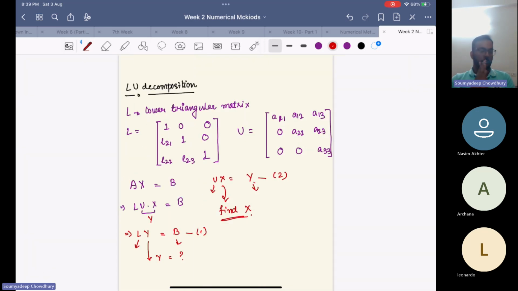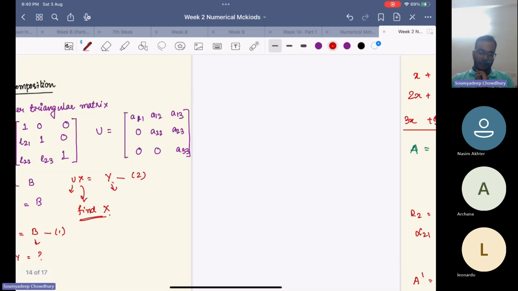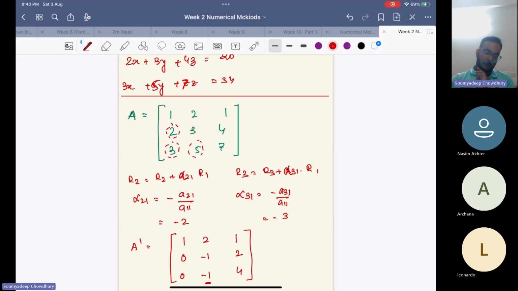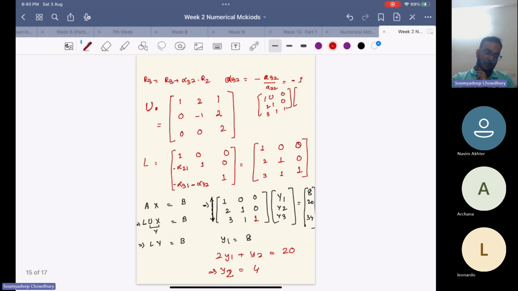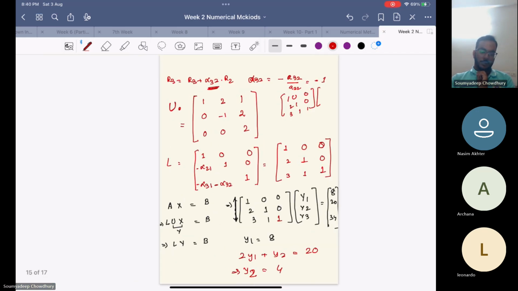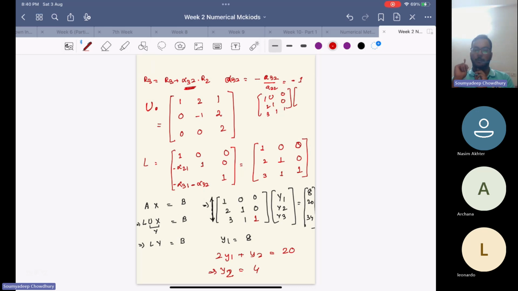To find U, I already described in the previous step, Gauss elimination. Using the Gauss elimination technique, we find U. In Gauss elimination, we basically do row operations and make the 2,1, 3,1, and 3,2 elements 0. For that, when we do Gauss elimination, I told you these coefficients, right? Alpha 2,1, alpha 3,1, and in the next step, alpha 3,2. These three coefficients will form your lower triangular matrix. Doing this, you get the upper triangular matrix, doing the Gauss elimination like the previous technique I described.